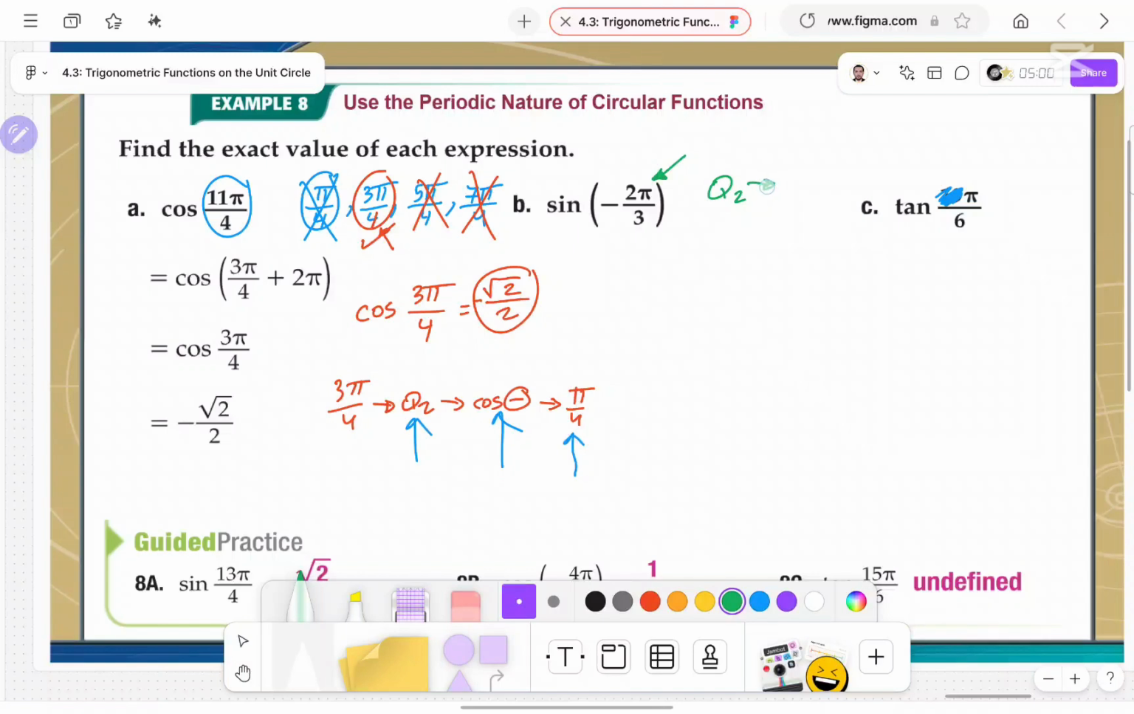And because it's in quadrant 2, I know that sine is positive in quadrant 2. The reference angle is pi over 3. What's sine of pi over 3? Pi over 3 means 60 degrees. So sine of pi over 3, I think it's square root of 3 over 2. But the question gave me a negative. So because it gave me the negative, I have to write the negative one, because this one will be in quadrant 4. So the answer will be negative square root of 3 over 2.